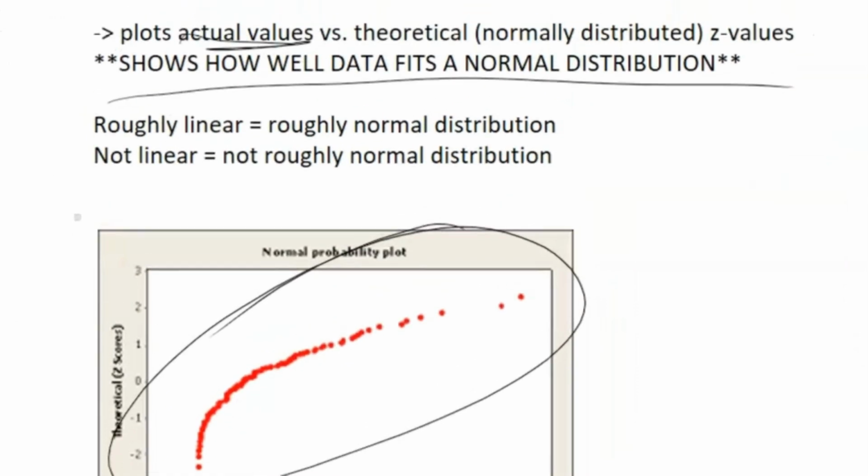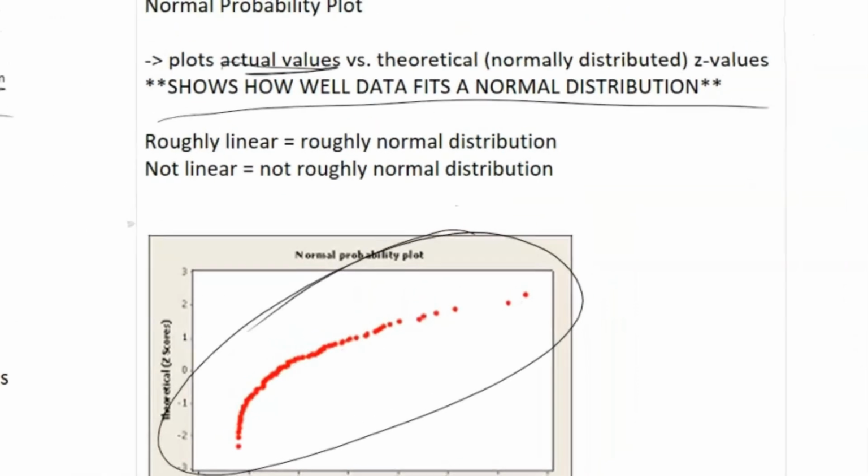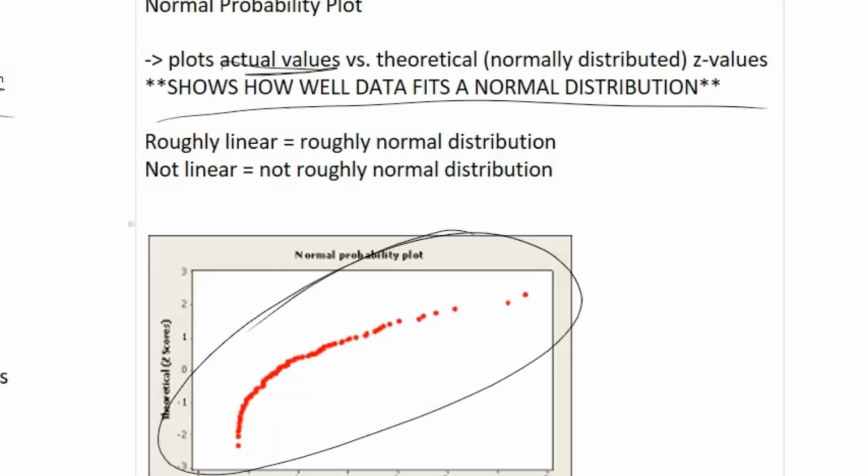That's something you might see like that. Basically, all you need to know is that if it's roughly linear when you plot this, or it might just give you the graph, it's going to be roughly normal distribution. And if it's not linear, it's roughly not a normal distribution. And yeah, that does it for everything you need to know for AP Statistics Unit 1.